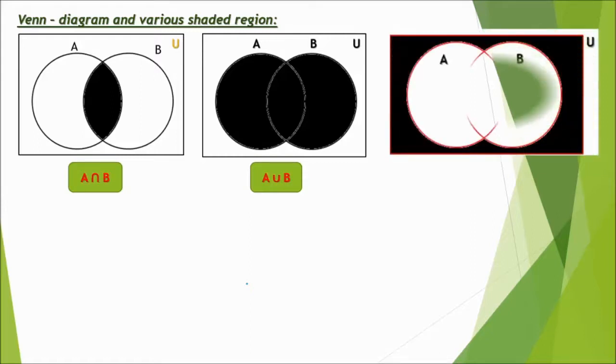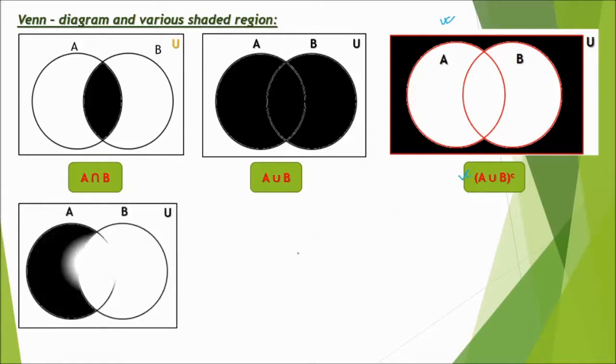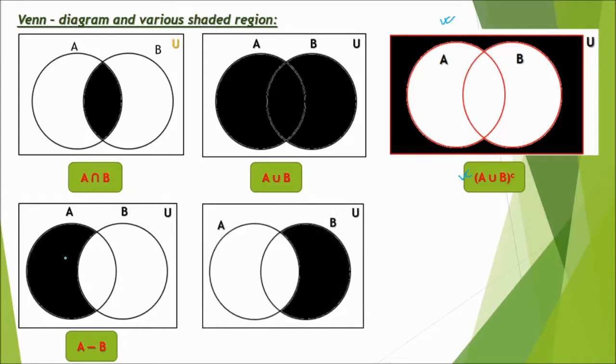If it is shaded outside of the rings, not including sets A and B, then it is A union B complement. If you see this type of Venn diagram, then the set notation for it is A union B complement. If only some part of A is shaded and the common part is not shaded, this is A difference B. And if only some part of B is shaded, and the common part is also not shaded, leaving the common part, it is B difference A.